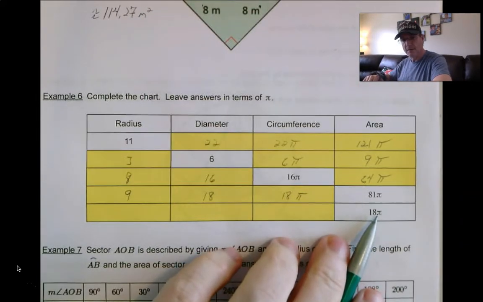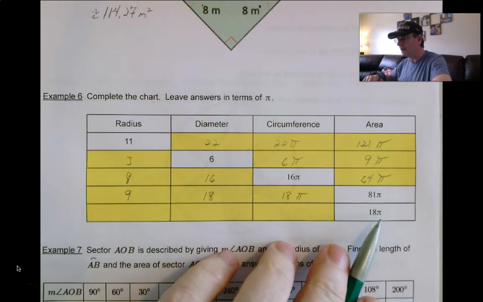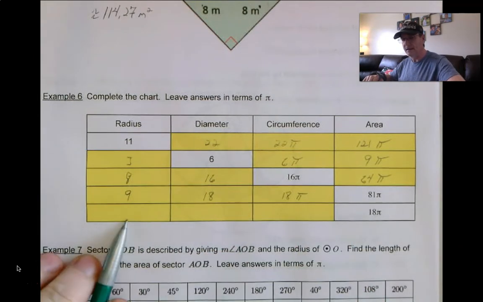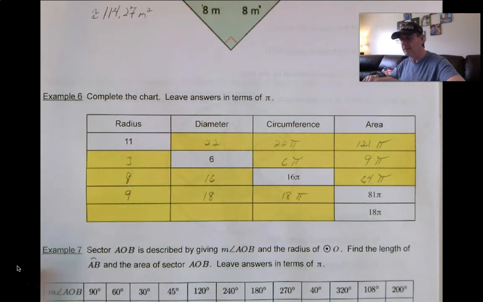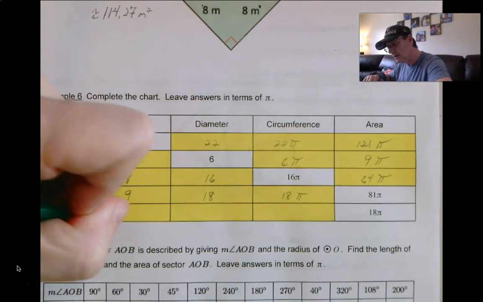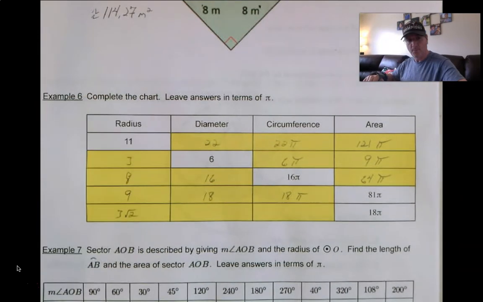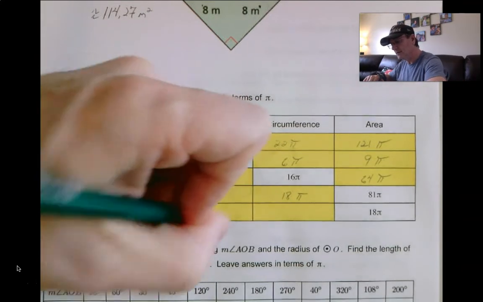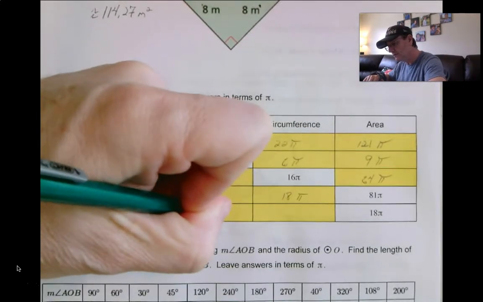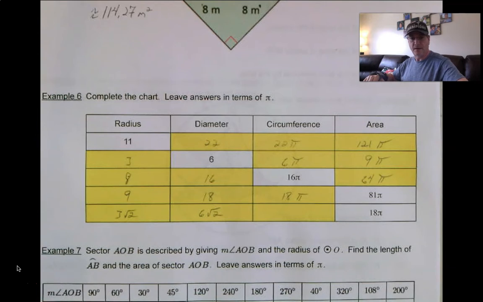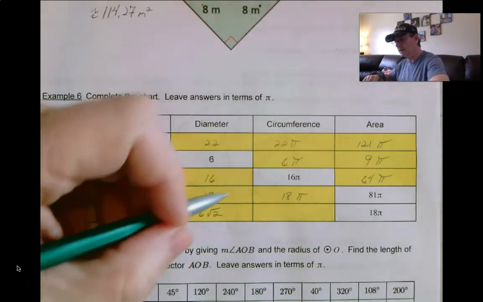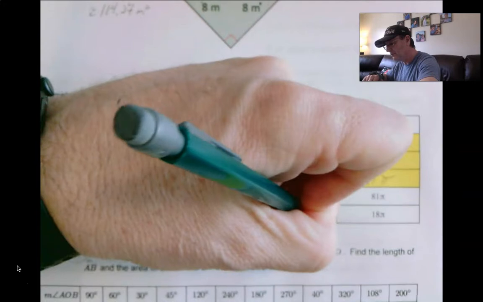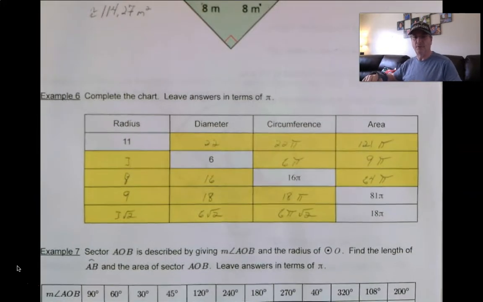This one's the only one that's a little bit tricky. If the area is 18 pi, then the radius is the square root of 18, which is 3 square root of 2. If the radius is 3 square root 2, then the diameter is 6 square root 2. If the diameter is 6 square root 2, then the circumference is 6 pi square root 2. That was the only one that was a little tricky.